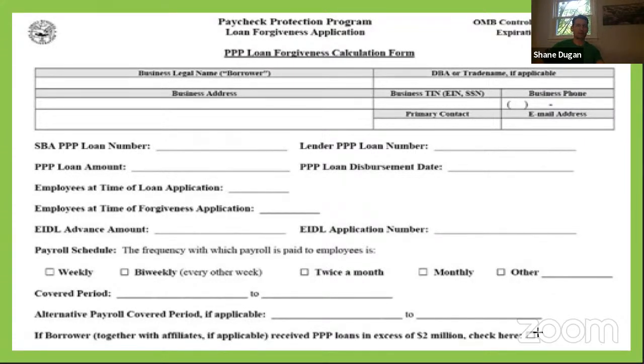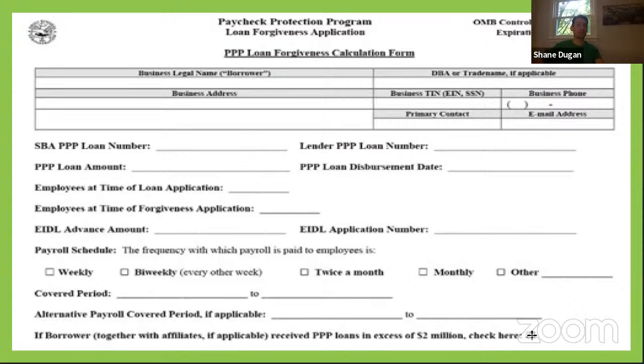One thing to make sure of, and I don't think there's a ton of them on the call, to be honest: if you did get a loan that's over $2 million in PPP, make sure you check this box. If you did not, do not check that box.